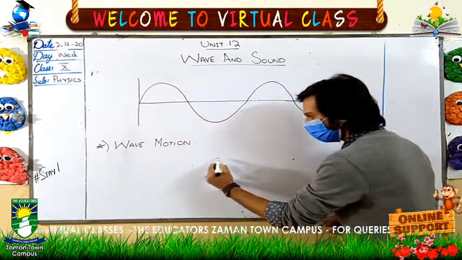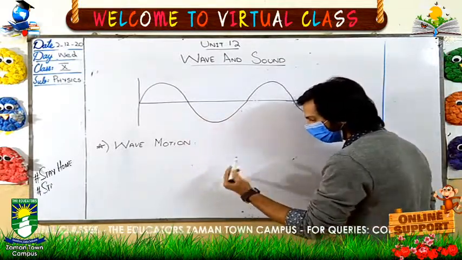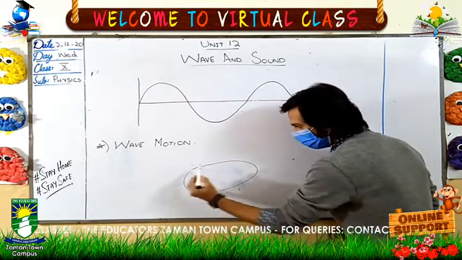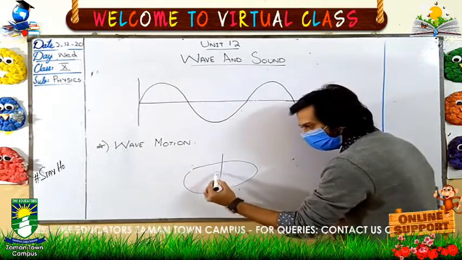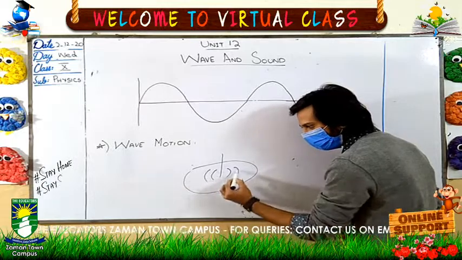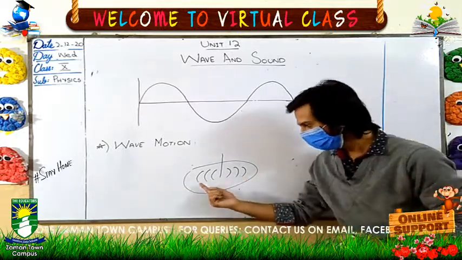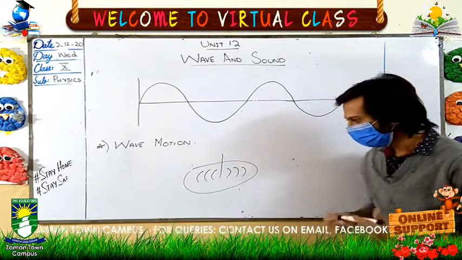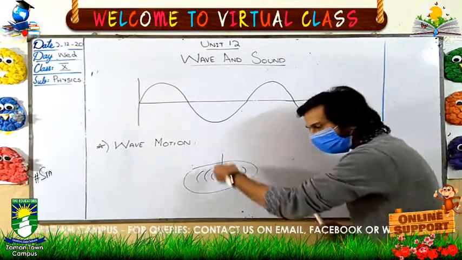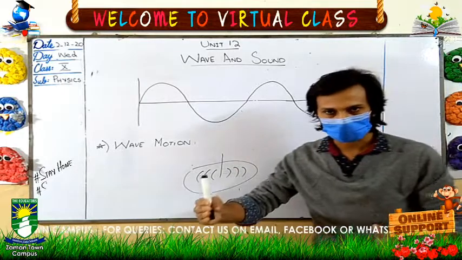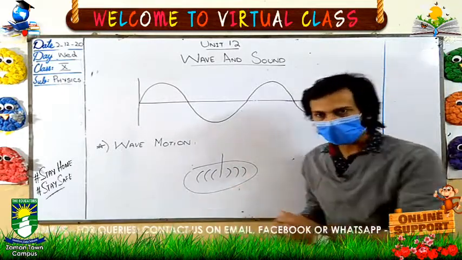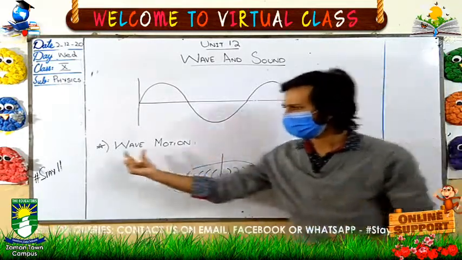Ripples are like this: just suppose I have a surface of water, and I am dipping a pen, so some movement like this will occur. I am calling this movement a ripple. As we dip the pen, some ripples will form on the surface of the water, and these ripples are a simple example of the wave.